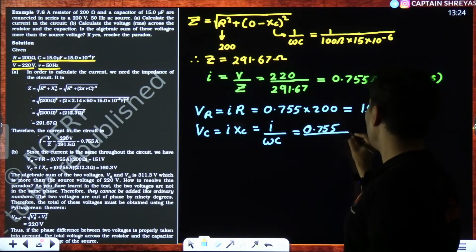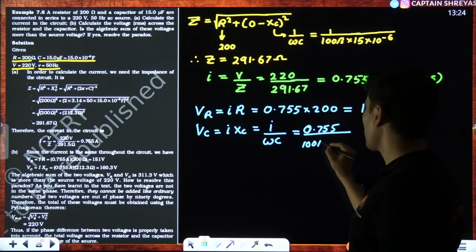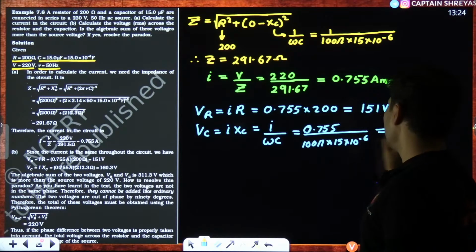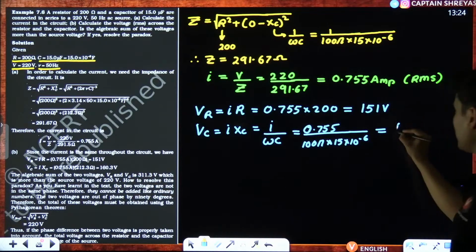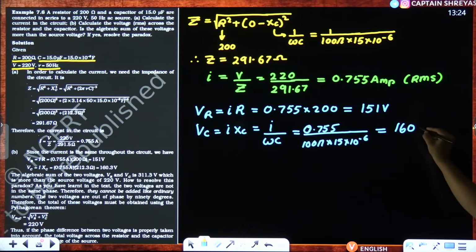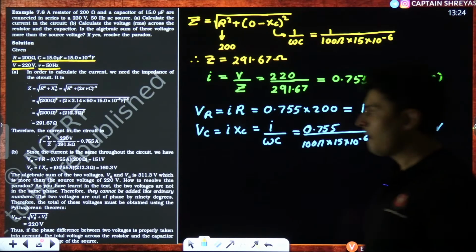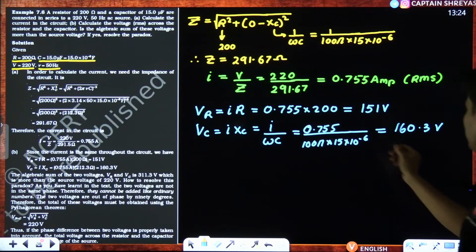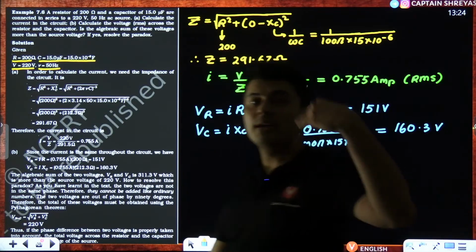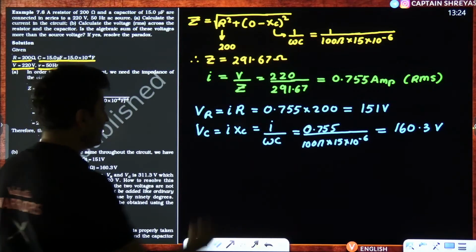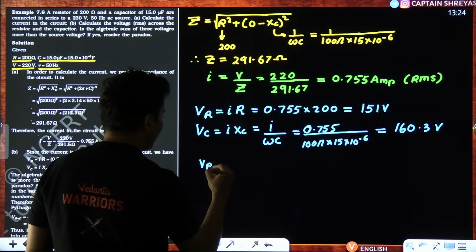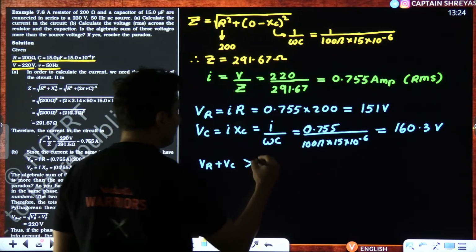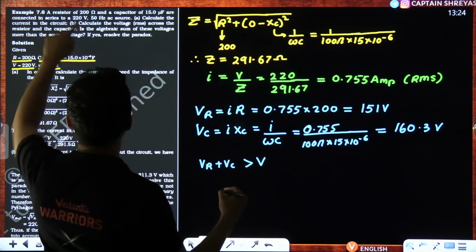Omega 100 pi, and capacitance 15 × 10^-6. When they calculated that, they got the answer as 160.3 volts. Now, the interesting thing is, if you add these two voltages, 150 and 160, it will go beyond 300, 100%. Definitely VR plus VC is going to be more than the actual voltage of the source.